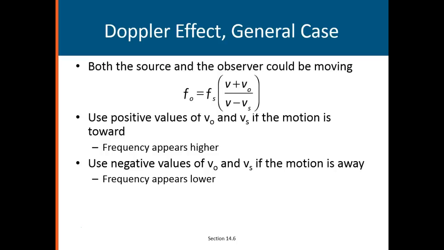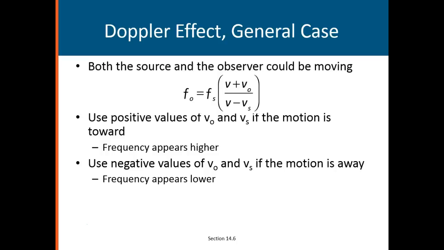That is a very lousy sentence. Use positive values of V sub 0 and V sub S if the motion is toward one another. I guess they need something else in there. Then the frequency appears higher. Use negative values of V0 and Vs if the motion is away from each other. Then the frequency appears to be lower.